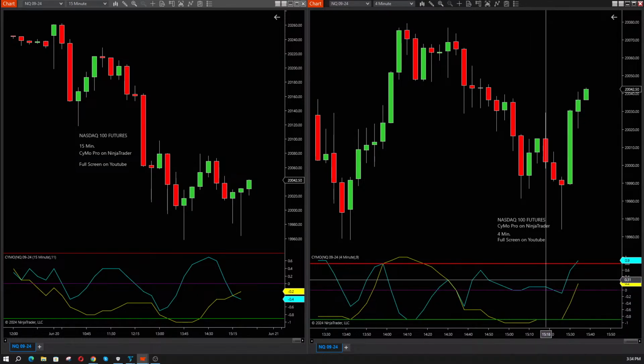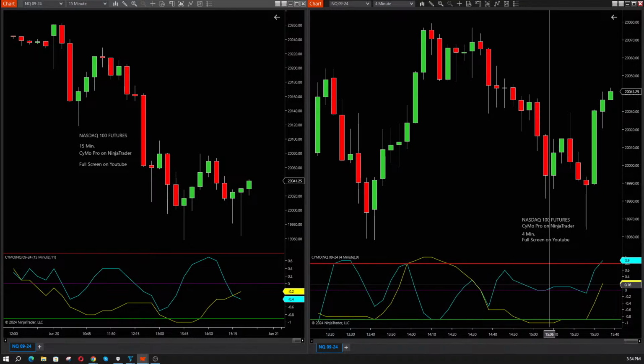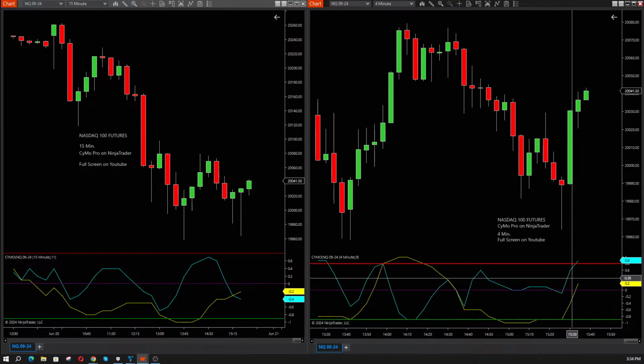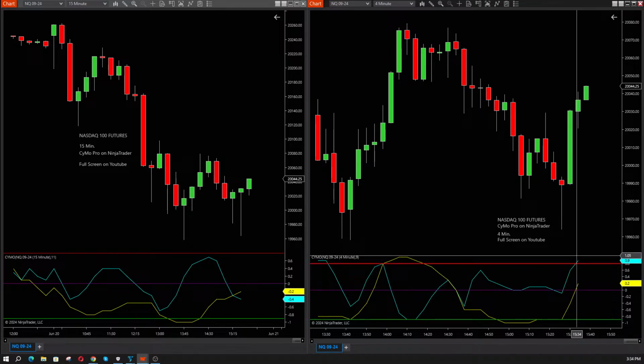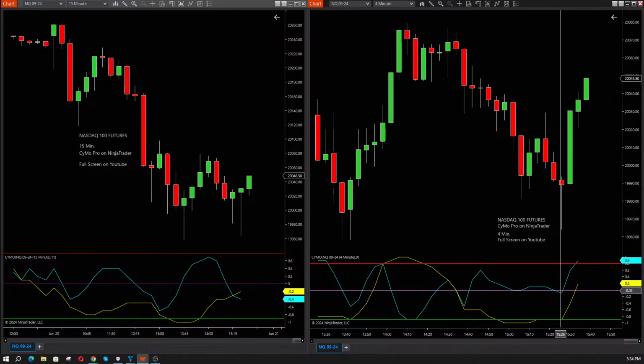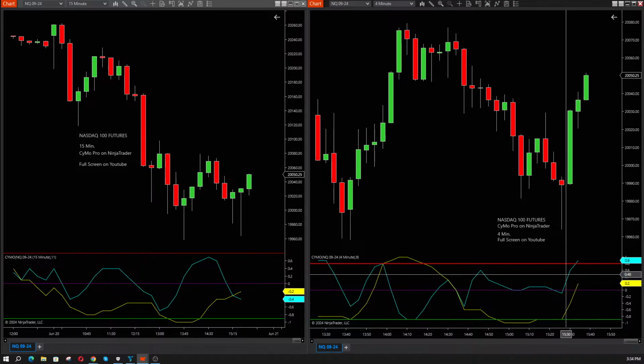Your cyclic component, we already know. If it's going to be in this little region right here, don't place any trades. You want to place trades from the extremities, when cycle is over here, or all the way down here. So you get the rubber band effect. Right now it's all the way to the extreme with momentum going up.